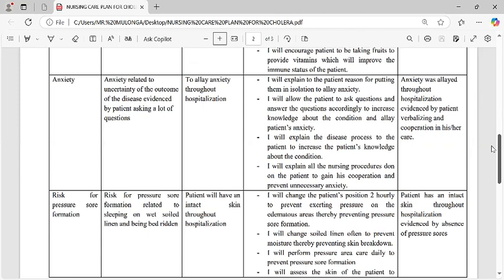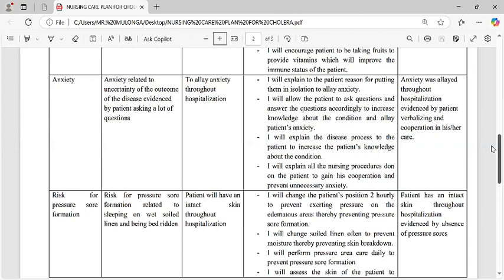Then from there, I will allow the patient to ask questions and answer the questions accordingly to increase knowledge about the condition and allay the patient's anxiety. So you have to allow the patient to ask questions and answer them accordingly to increase the knowledge and allay anxiety. From there, the other point is I will explain the disease process to the patient to increase the patient's knowledge about the condition.